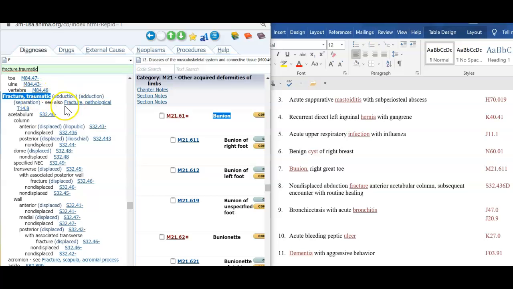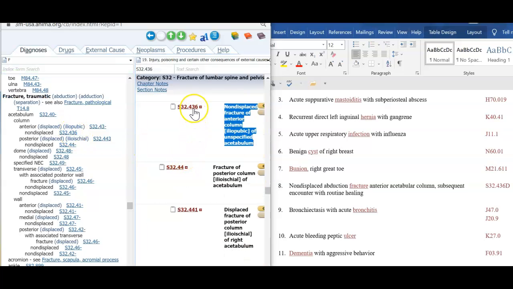Okay, so that's what I have. And look at here, we have our non-essential modifiers, which is also there. So that's good. We know we want to go right here. Acetabulum, we want to go to the column. We want to go to anterior. Okay, so that takes us to S32.43. So if I go down here to non-displaced, we know that too. But I need that 7th character yet.